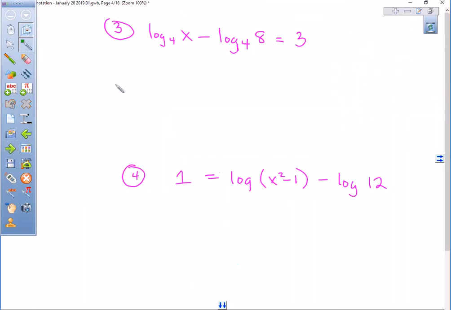Okay, more examples. So if you want to write these down, then you can press play when you're ready to listen.